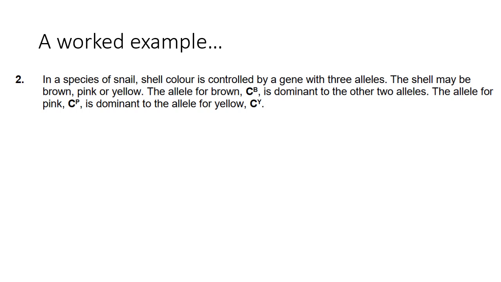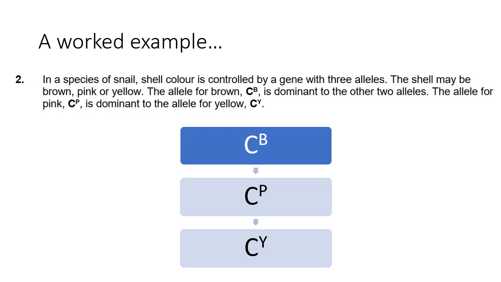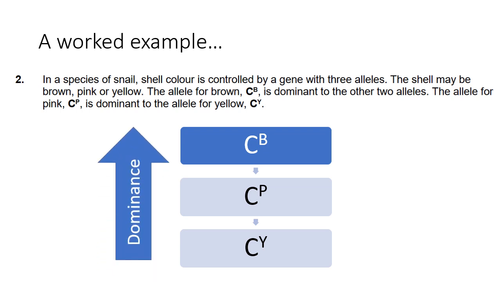So the first thing to do is just get your head around the level of dominance that we have here. You can do this on an exam paper, you can write it out. If you're looking at that, they're telling us that B is the most dominant. It's dominant over P and it's dominant over Y. They've also told us that P is dominant over Y. So you can see how they relate to each other.